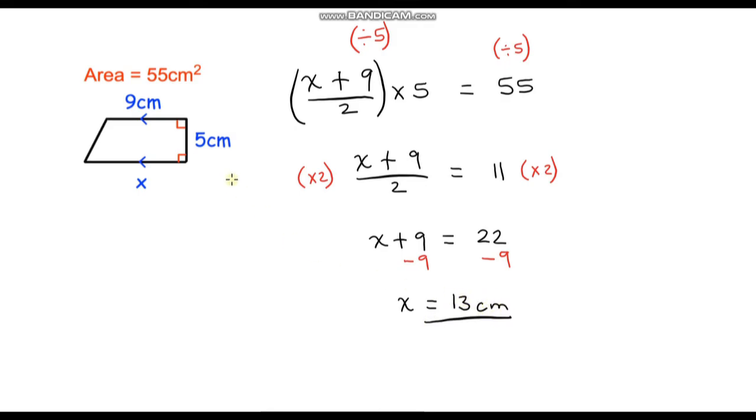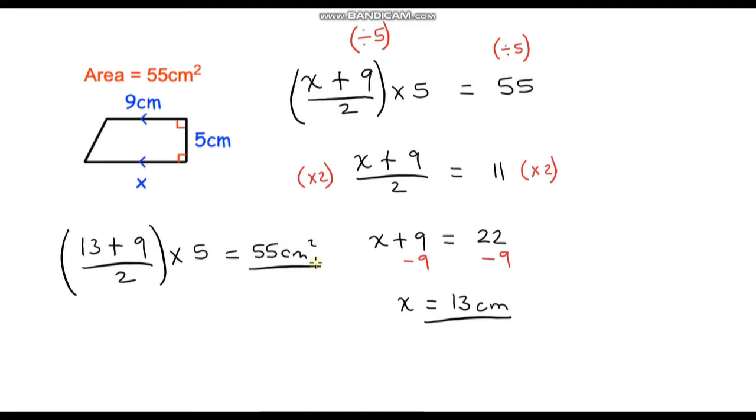And we can just check that our answer is correct. If we work out the area of a trapezium like normal, we should get an answer of 55. So let's just try that. If we add our parallel sides together, so 13 plus 9, and then divide by 2, and then multiply by our height, which is 5, what does that give us? Well, 13 plus 9 is 22. 22 divided by 2 is 11. 11 times 5 is indeed 55 centimetres squared. So we know we've got it correct.